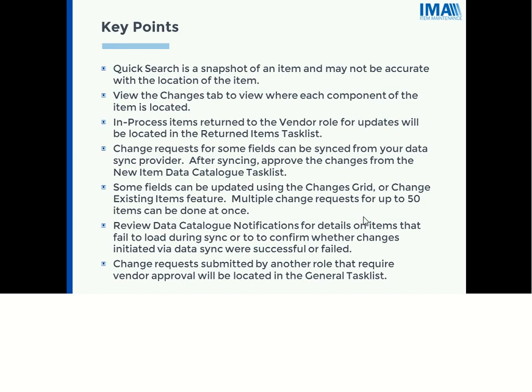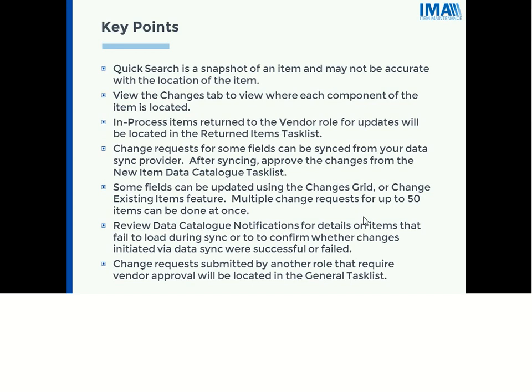Change requests for some fields can be synced over from your data sync provider. After syncing, approve the changes from the New Item Data Catalog task list. Just another note about that: if you do sync changes over, they will show up in your New Item Data Catalog task list. All you have to do is bring up your task list, locate those indicated with the CHG change, select them, throw them on a grid, click Approve. You shouldn't have to actually do any changes to them unless you realize you've synced them over incorrectly. You should just be able to throw them on your grid and approve, and they should go through.